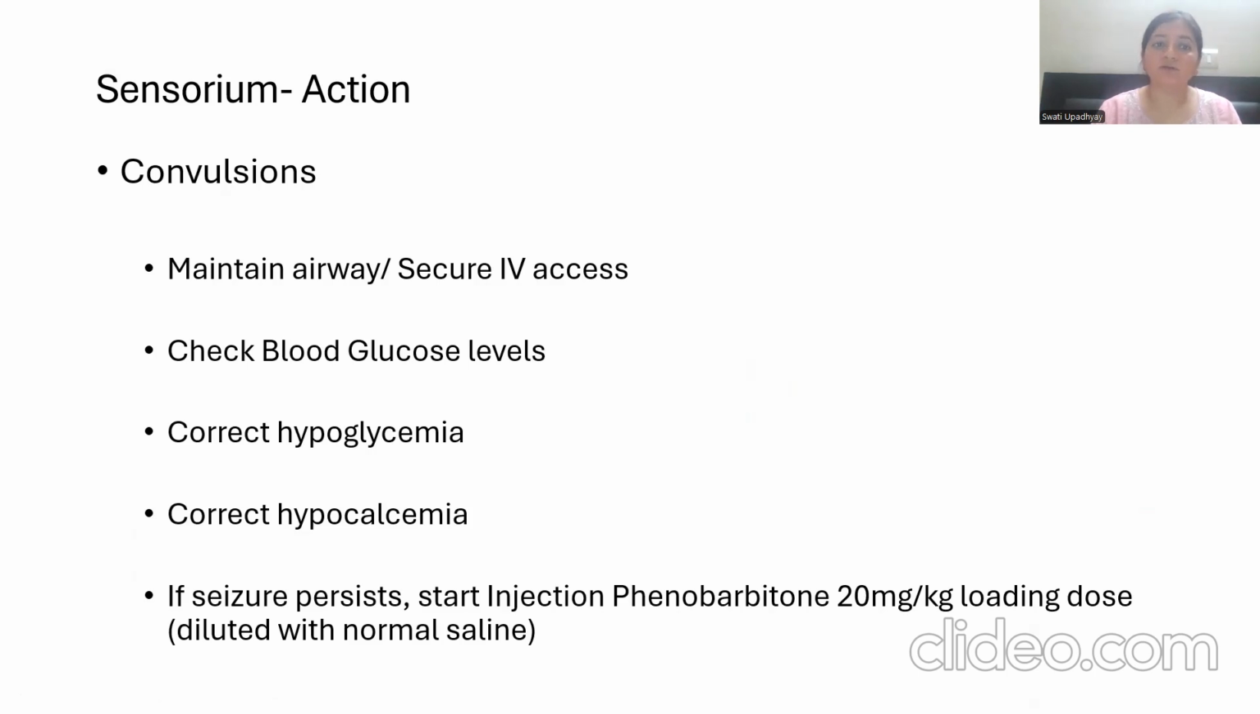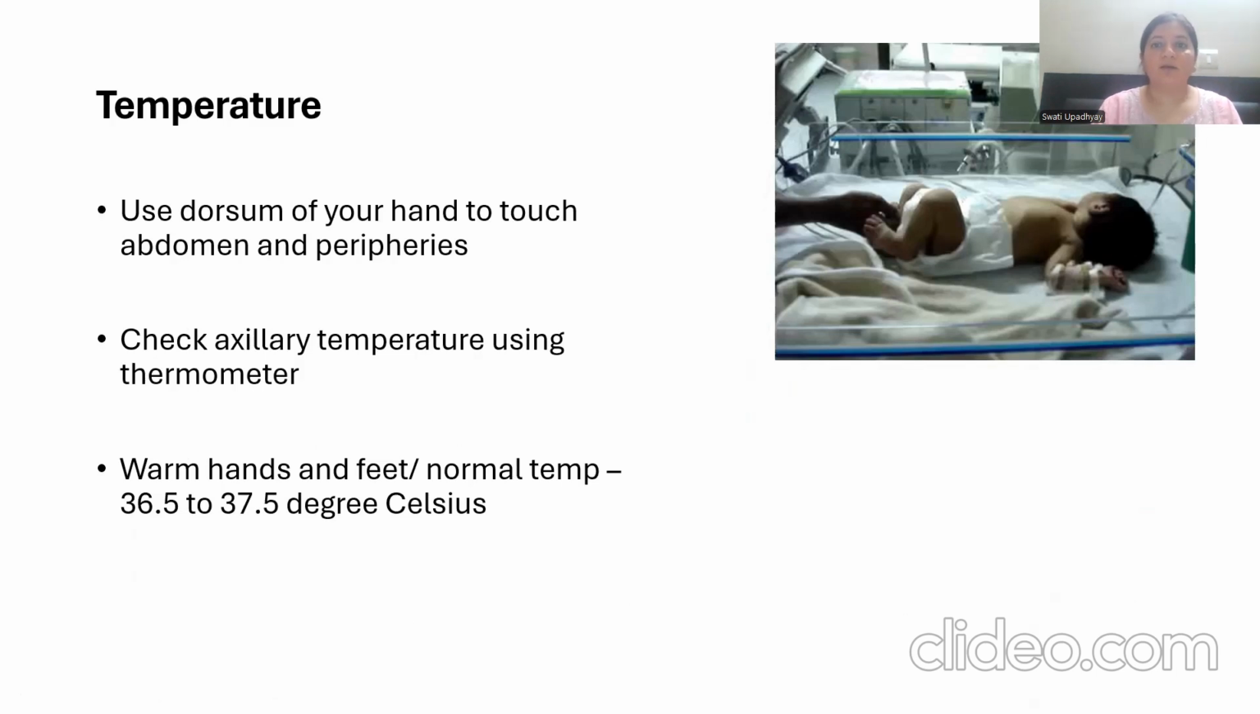If convulsions or seizures are persisting, start injection phenobarbital at 20 mg per kg loading dose diluted with normal saline, again slowly over half an hour. Having assessed the sensorium, the next important parameter to assess in STOPS is temperature. Now look at this video.